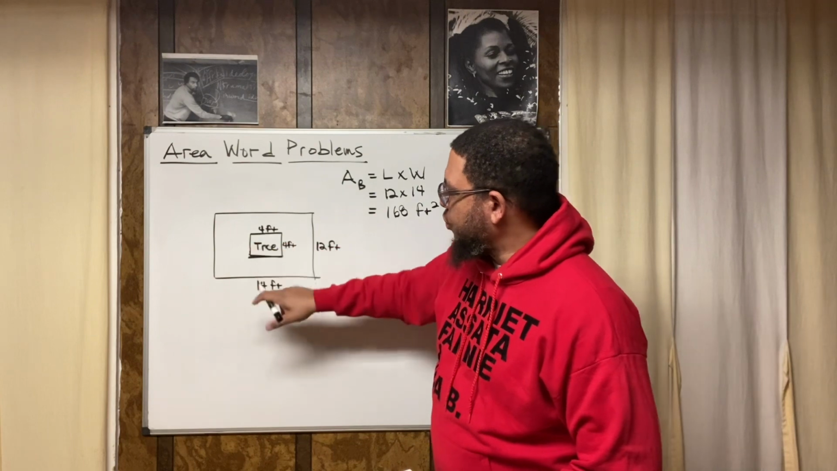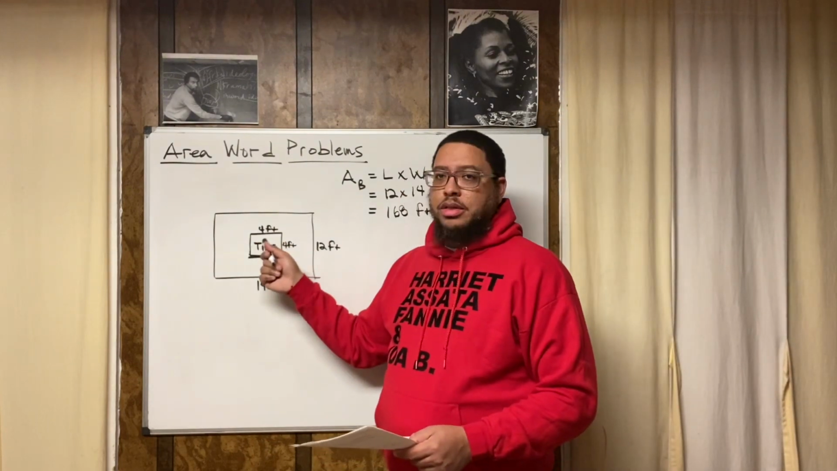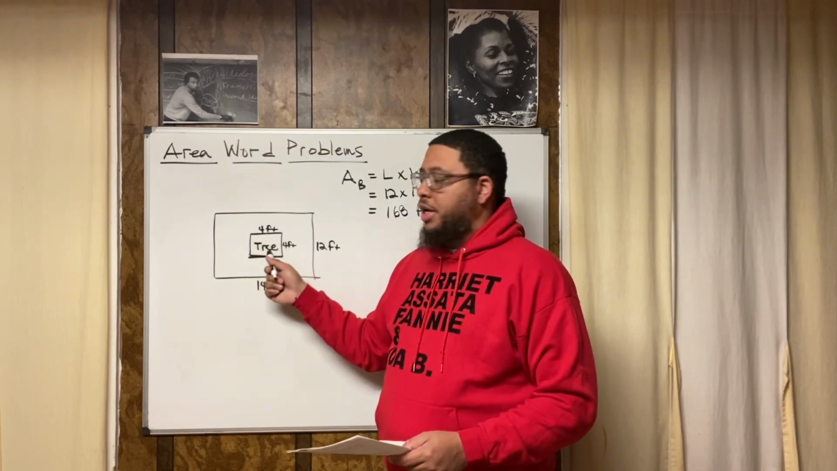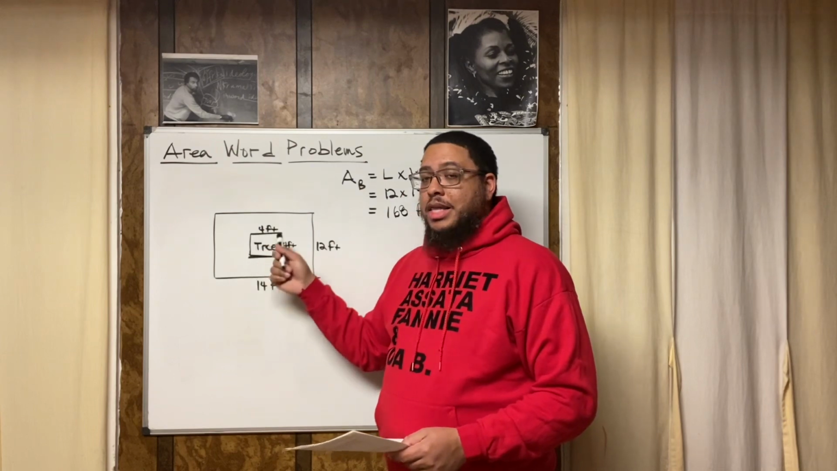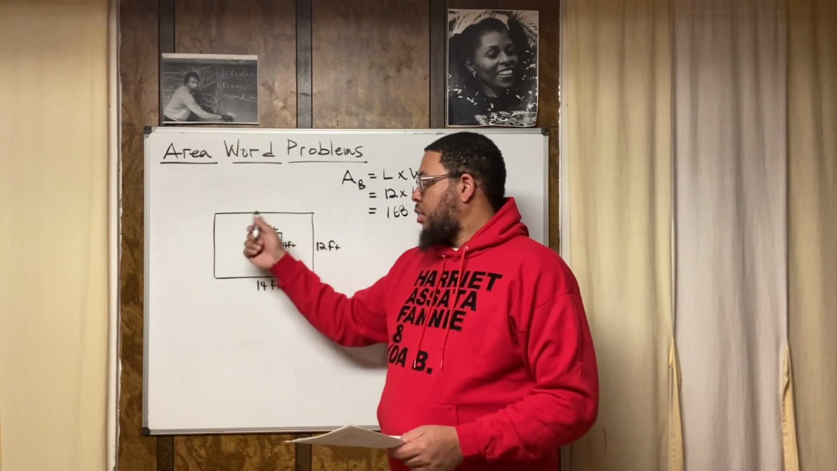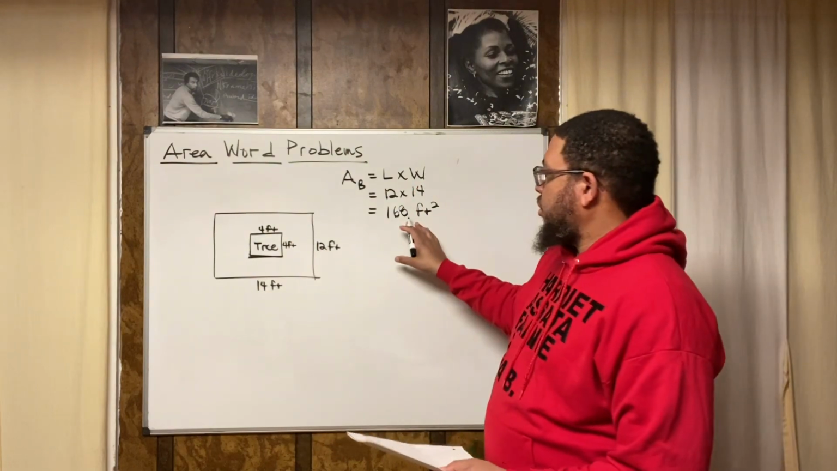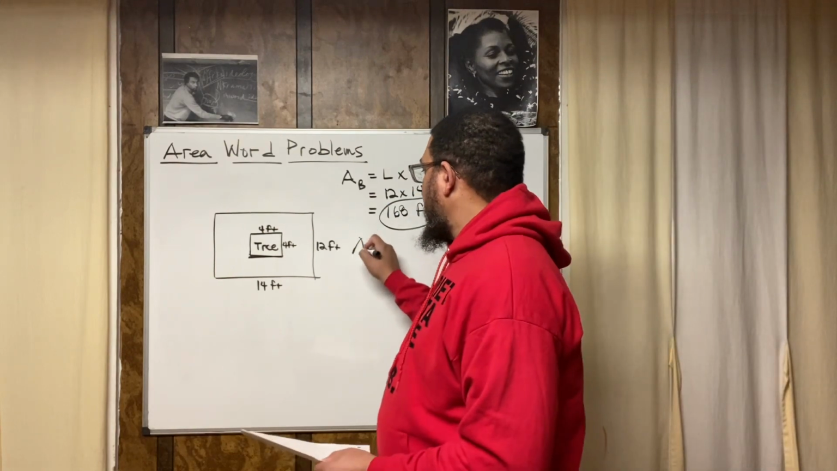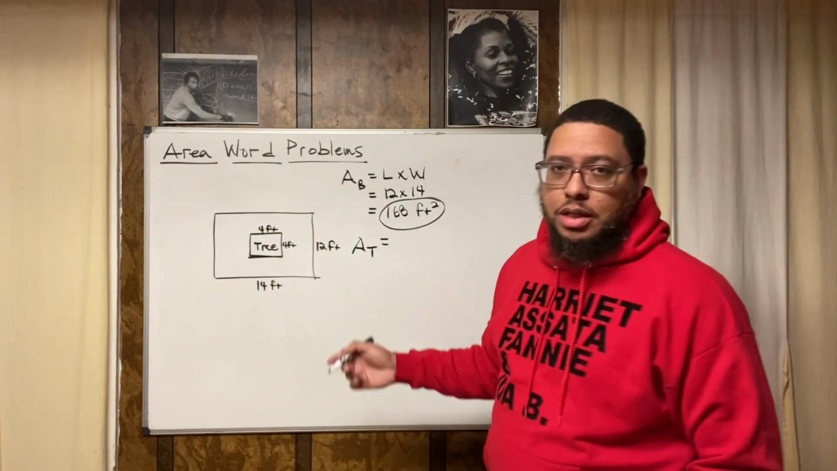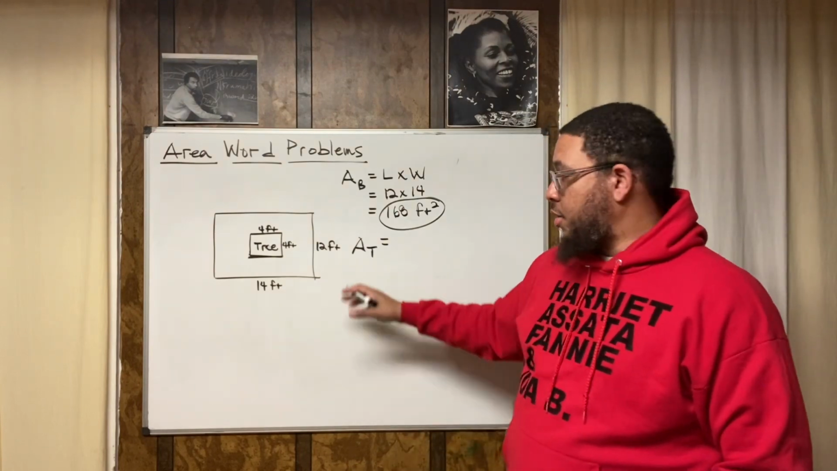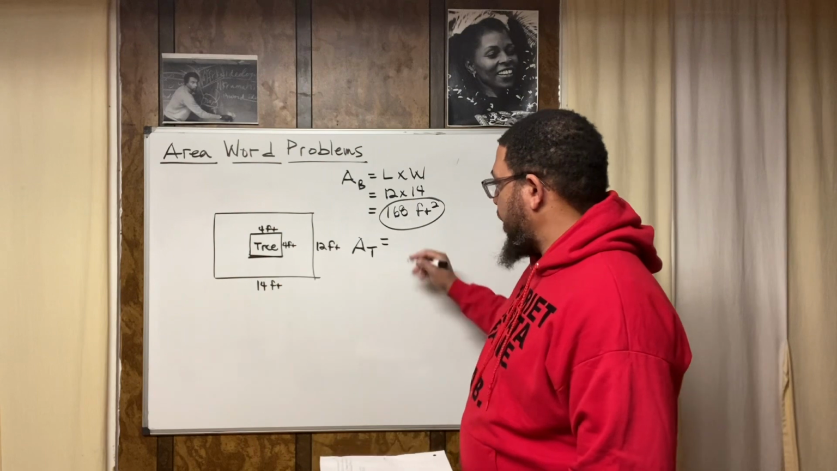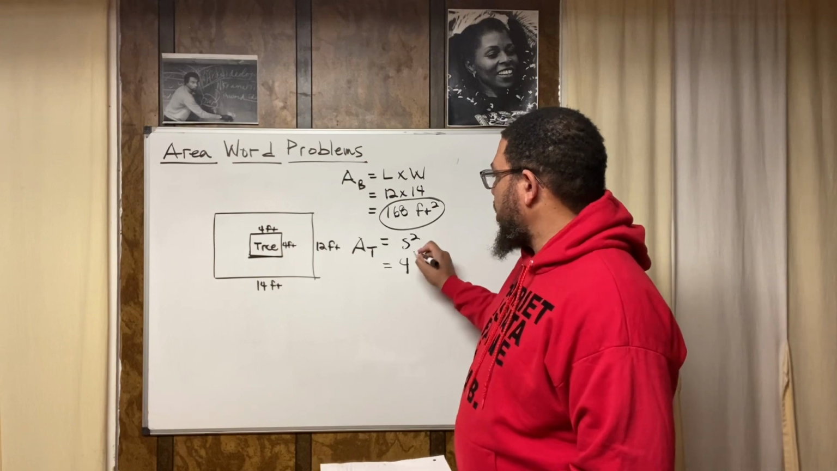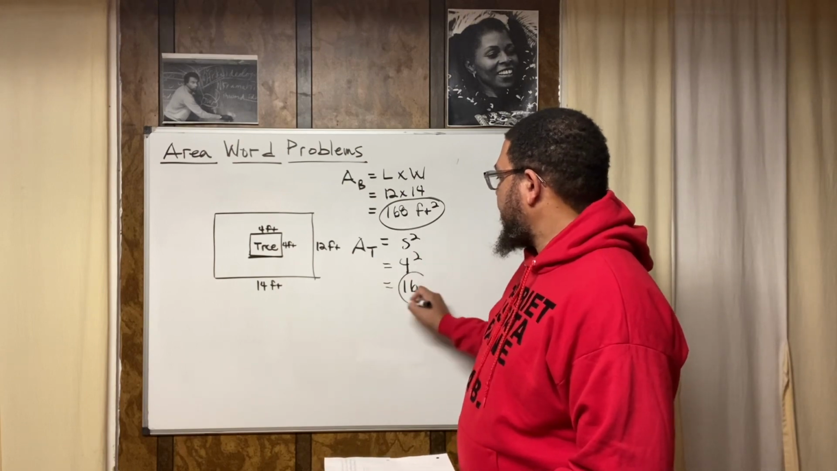But we can't include the tree because nobody's going to sit on the tree. The tree is going to be there. The bench is not going to be built on top of the tree. So that means we've got to figure out this area and then subtract it from the total area, which is 168 square feet. Now, area of the tree. I put a little T right here to indicate that's the area of the tree. The tree is a square, so that's going to be side squared. That's 4 squared, which is 16.